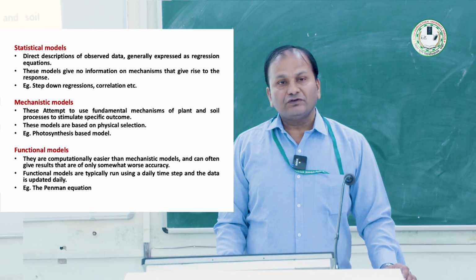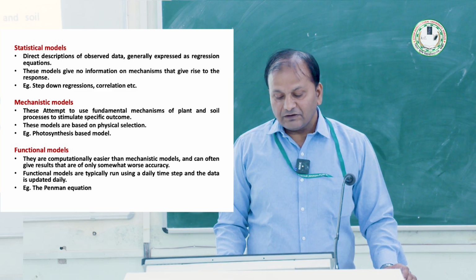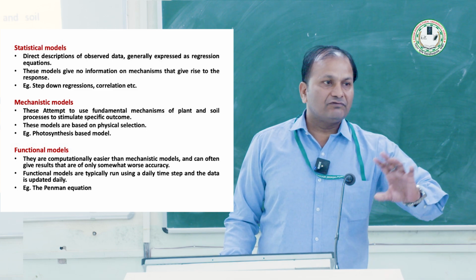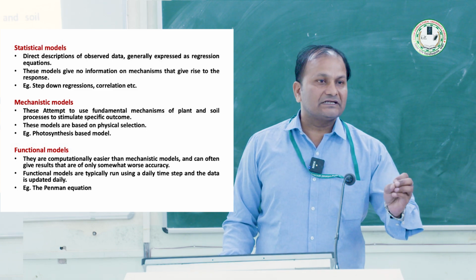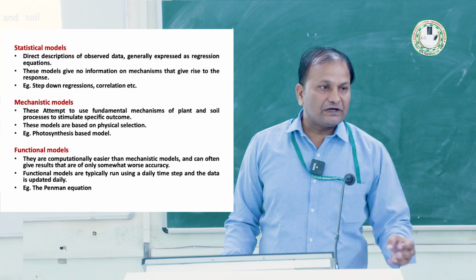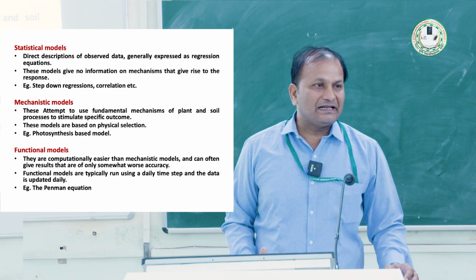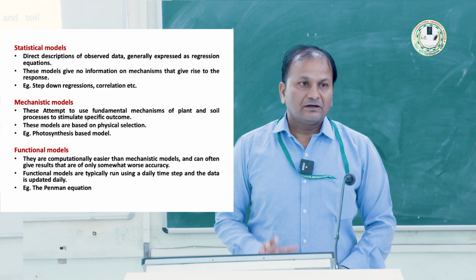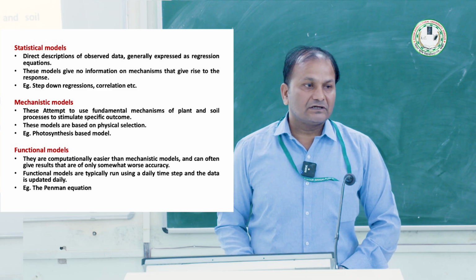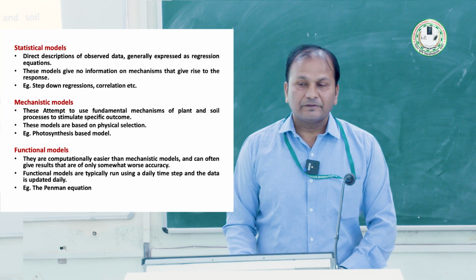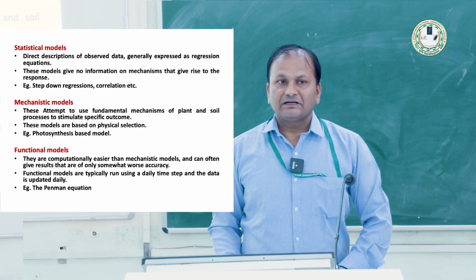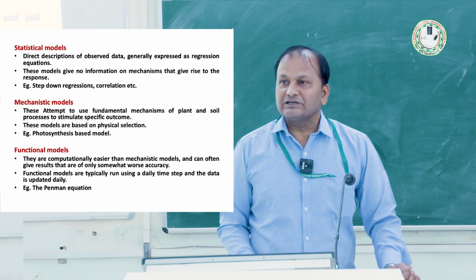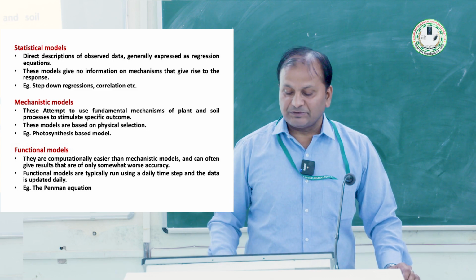These models are based on physical selection. For example, a photosynthesis based model: if we are talking about photosynthesis, then we will have to write all the photosynthetic components, leaf, chlorophyll, amount of manganese, all these things. So this will give only about photosynthesis. It will not give about translocation, it will not give about respiration. So separate equations are required, that is mechanistic models. Its demerit is that it is giving only about one specific component.